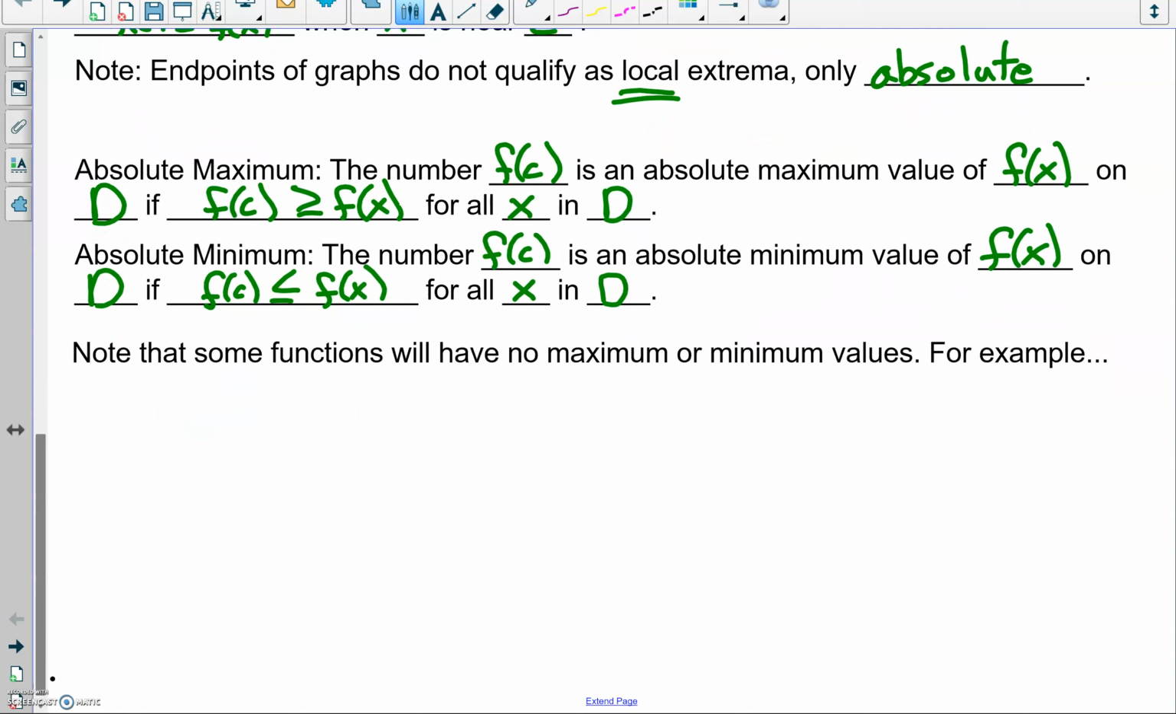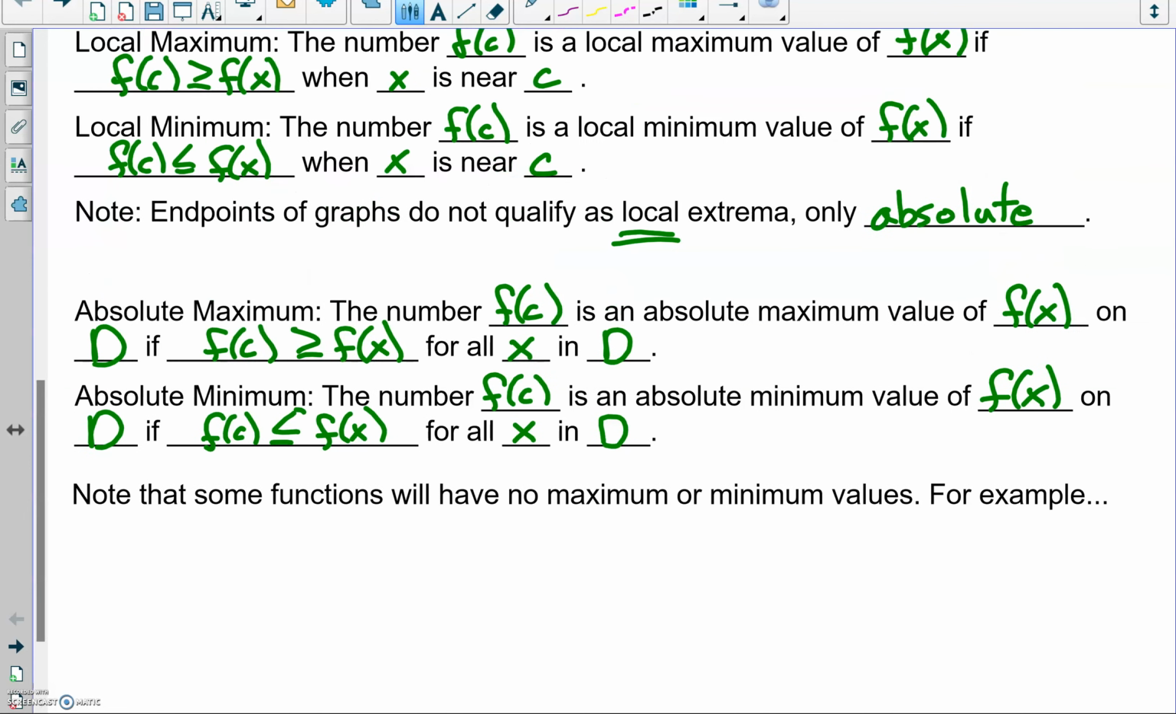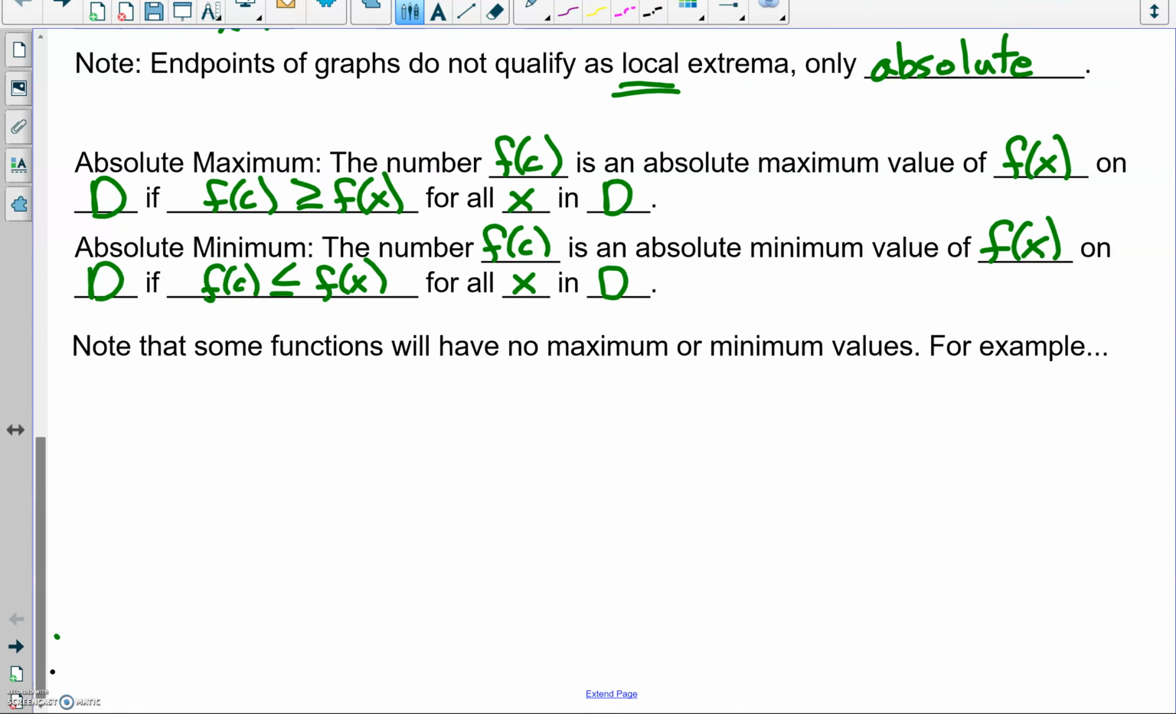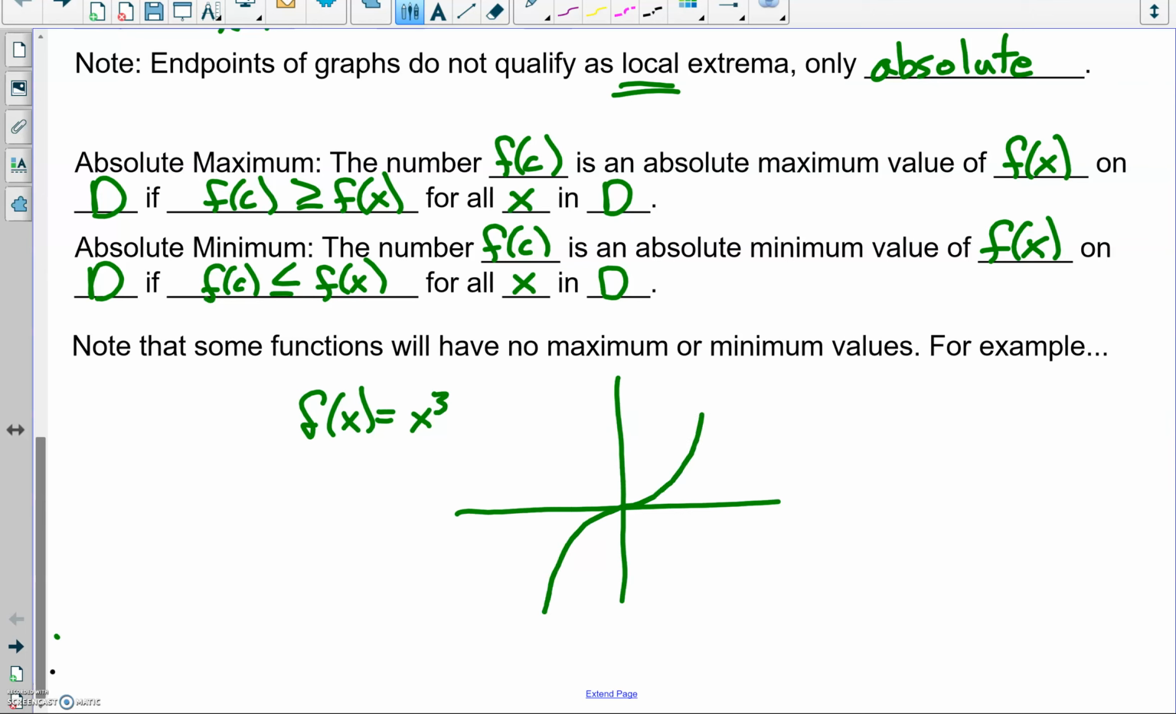So one thing to note before we move into the next concept here is that some functions will have no maximum or minimum values. One example would be if f of x was x cubed. The x cubed graph looks something like this. And because of the endpoints here, just continuing out to the infinities, there's going to be no absolute max or min. On the right side, it just keeps going up and up and up.